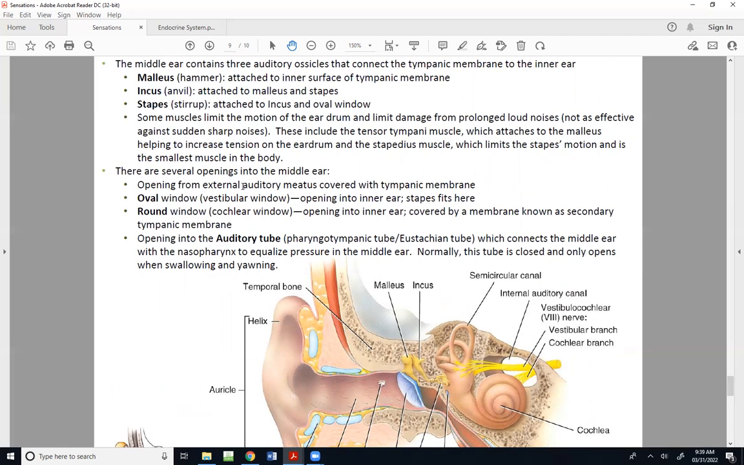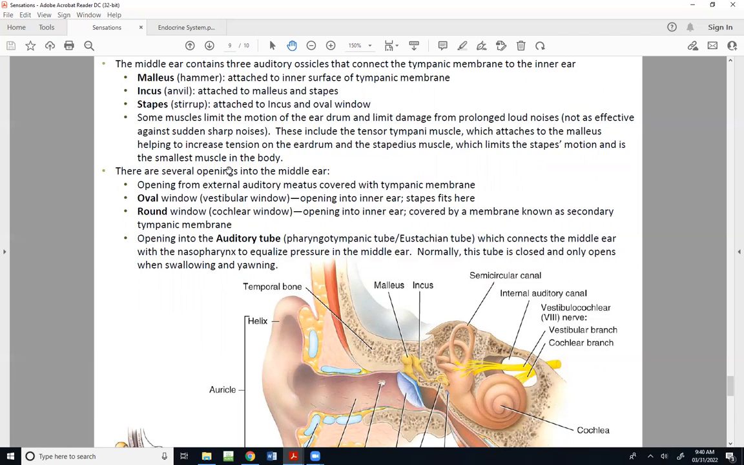What you would find are a couple very small muscles that limit the motion of the eardrum and limit damage from prolonged loud noises. Unfortunately, they're not as effective against sudden sharp noises. So something really loud and really quick, like a gunshot, or like when you hear somebody slapping or something like that. The muscles include the tensor tympani muscle attached to the malleus, helps to increase tension on the eardrum, and then the stapedius muscle, which attaches to the stapes and limits its motion.